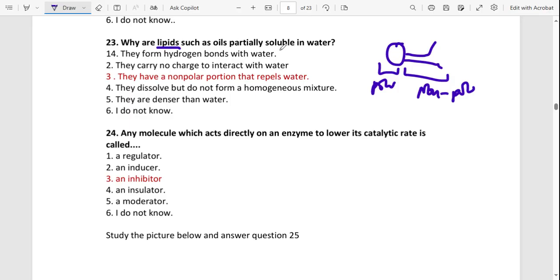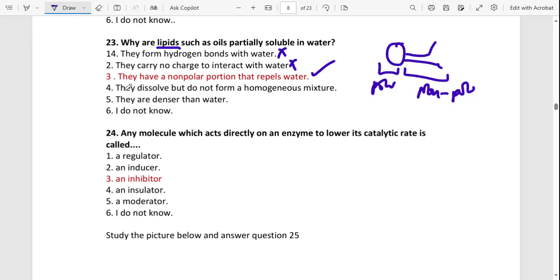So do they form hydrogen bonds? No. If they formed hydrogen bonds, they would be fully soluble. They carry no charge to interact with water? Necessarily not, because if there's a partial interaction, it means that there should be some charge. They have a non-polar portion that repels water. That's true.